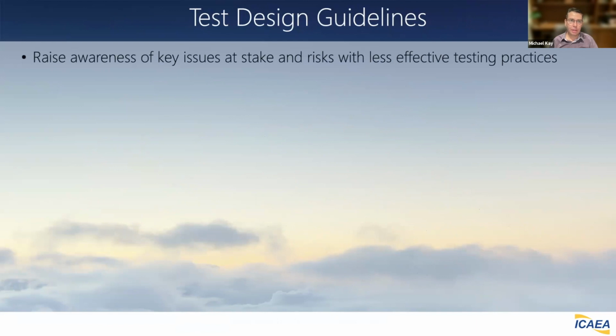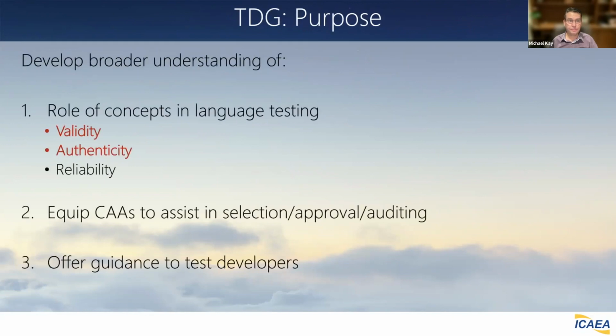So this is, I guess, the catalyst, all these things we've been talking about. This is a catalyst for the test design guidelines. And the main aim of the TDGs was to raise awareness of the issues at stake here, particularly with CAAs and test providers. Less effective testing has implications for safety and efficiency. It's also designed to facilitate that harmonization that ICAO is after in terms of test design.